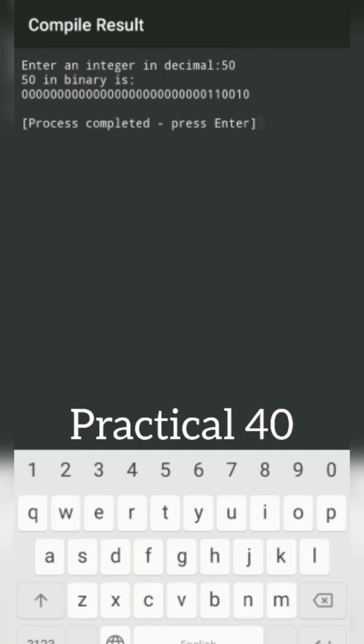2 25s are 50, first remainder will be 0. 2 12s are 24, 1 is the remainder. So from the right side, the last 0 and then 1. And then 2 6s are 12, remainder 0. 2 3s are 6, remainder 0. 2 1s are 2, 1 remainder. And 2 zeros are 0, 1 remainder. So the last 6 values will be represented like this, and the other 24 values will be 0, because there is nothing left as the variable is converted totally. So this is so easy.